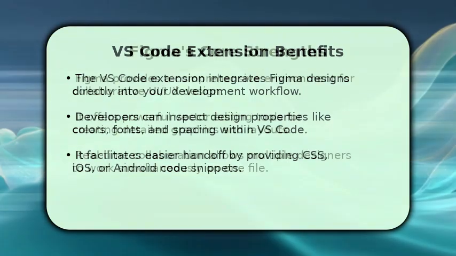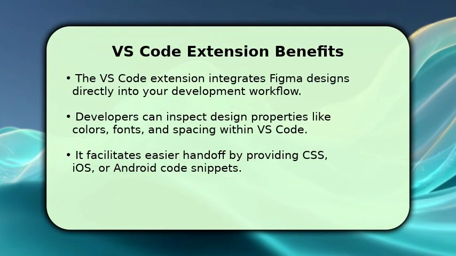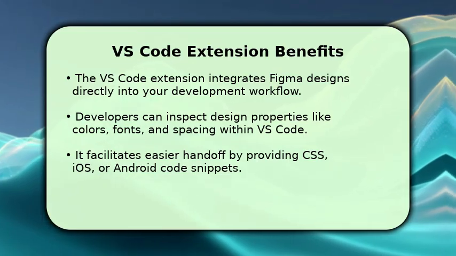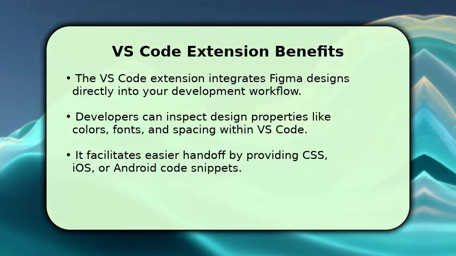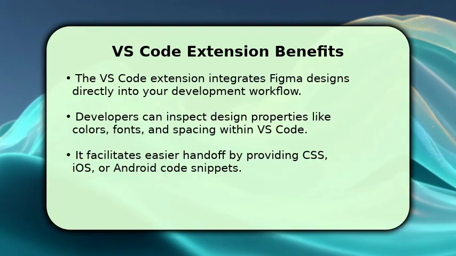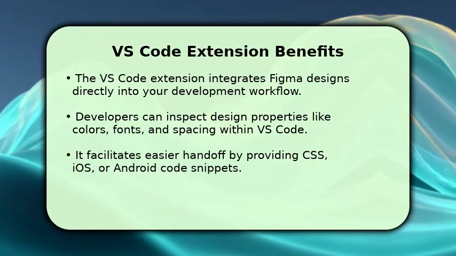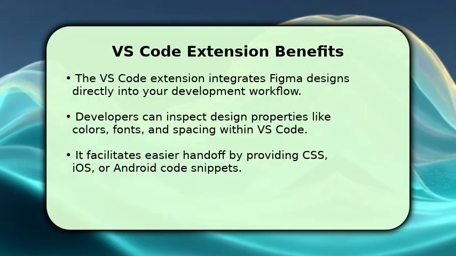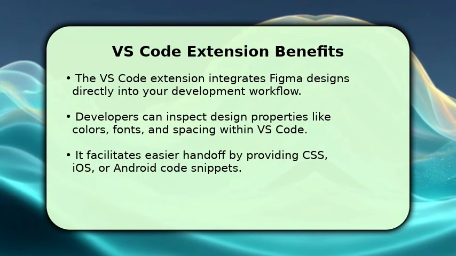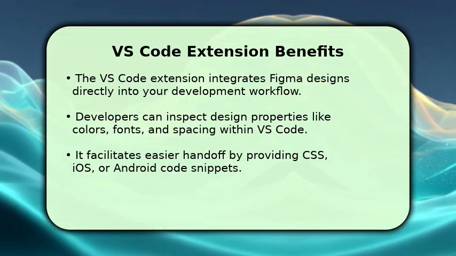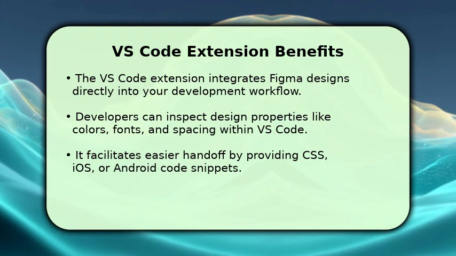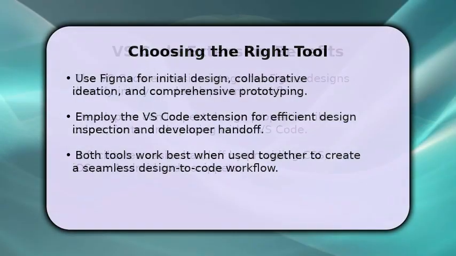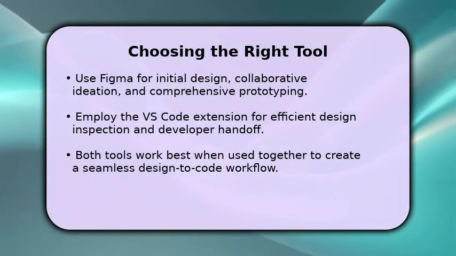code is written. The Figma VS Code extension bridges the gap between design and development, bringing your Figma files directly into your coding environment. This integration allows developers to inspect design properties such as colors, typography, and spacing without switching applications. It significantly streamlines the handoff process by providing ready-to-use code snippets for CSS, iOS, or Android. This means you can access all necessary design specifications and assets right within Visual Studio Code, enhancing efficiency and reducing context switching for developers. Deciding which tool is better truly depends on your role and the task at hand.